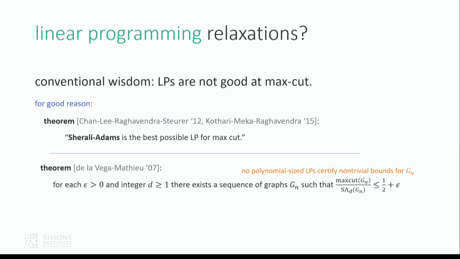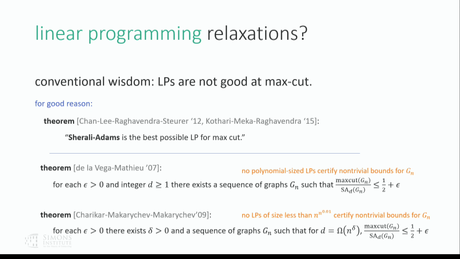Okay, and then coupled with this, there are strong lower bounds for Sherali-Adams. So in 2007, De La Vega and Mathieu proved that for any constant number of rounds of Sherali-Adams, there's a sequence of graphs where the Sherali-Adams gets approximation ratio at most half. Okay, half plus epsilon for constant epsilon. So constant round Sherali-Adams, polynomial size Sherali-Adams can't do better than half.